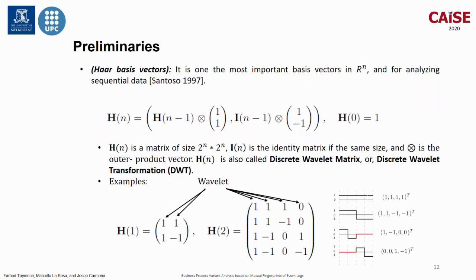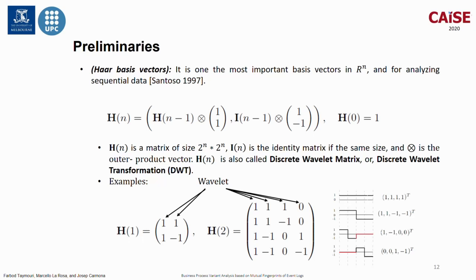And for analyzing sequential data. So the following recurrent formula provides the Haar basis matrix for a given dimension. For the details of this formula, please read the paper. However, at the bottom of this slide, you see some examples of Haar basis vectors. So the columns of Hn are called wavelets.